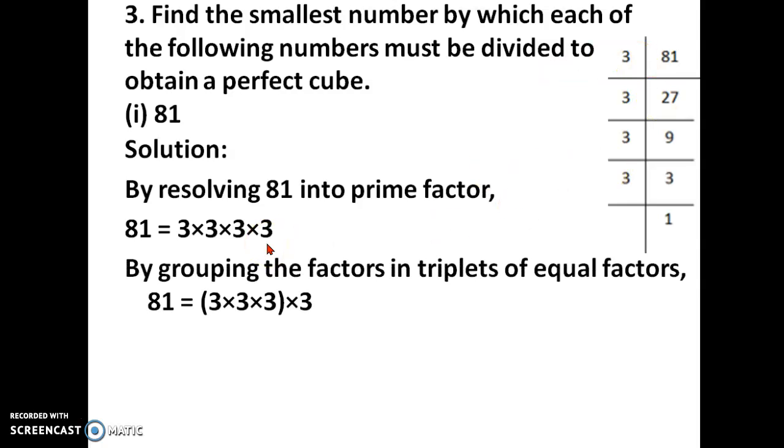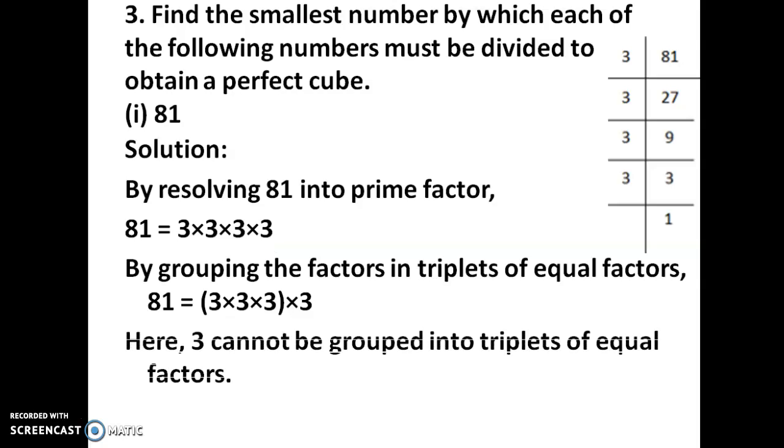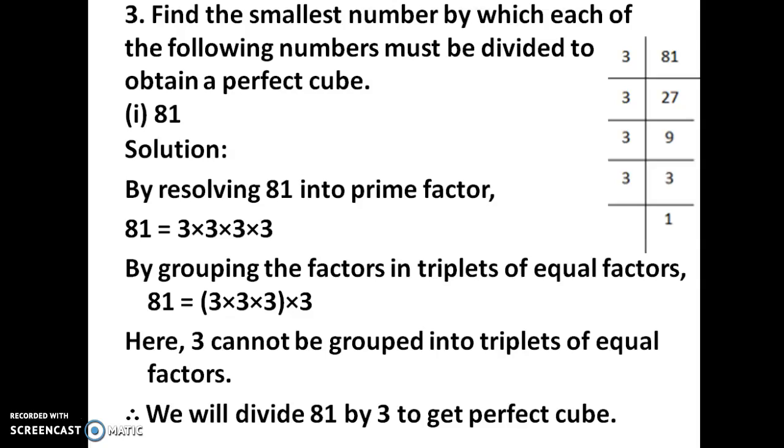So you can make one set of 3 and one 3 will be left without a set. 3 cannot be grouped into triplets of equal factors. So we will divide 81 by 3 to get a perfect cube. So here this left out 3 should be divided to get the perfect cube.